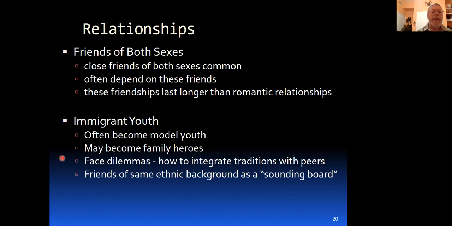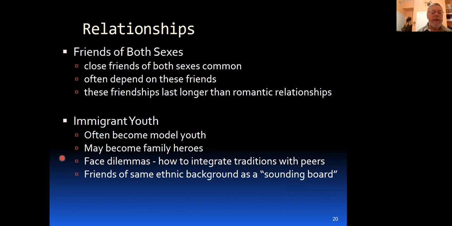Most adolescents today have friends of both sexes, and often they depend on friends of the other sex to give them a different perspective on things that they would get from friends of their own sex. Interestingly, friends of the other sex, those friendships tend to last longer than romantic relationships.